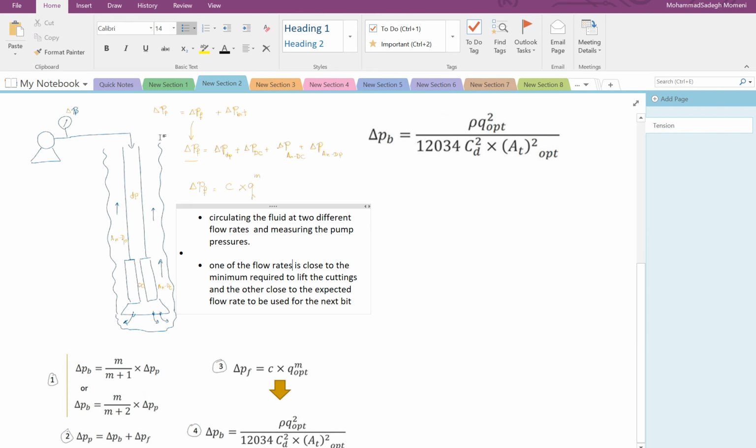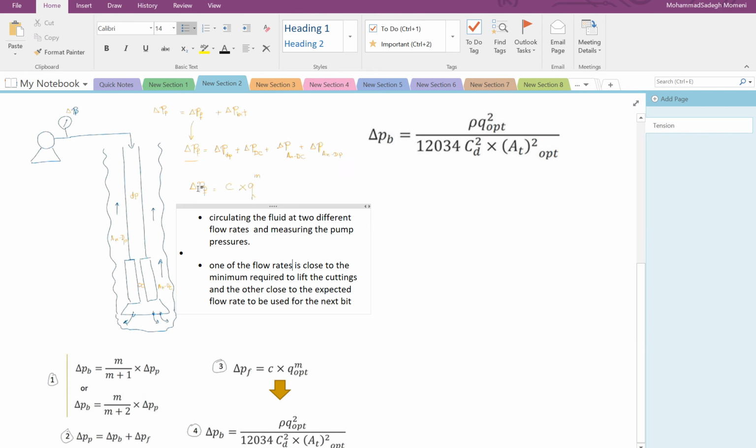If I want to write the pressure drop for the pump, it will be equal to the pressure drop due to friction plus the pressure drop in the bit. But what is the friction pressure drop? It's the pressure drop in the drill pipe, drill collar, and in the annulus opposite the drill pipe and drill collar.